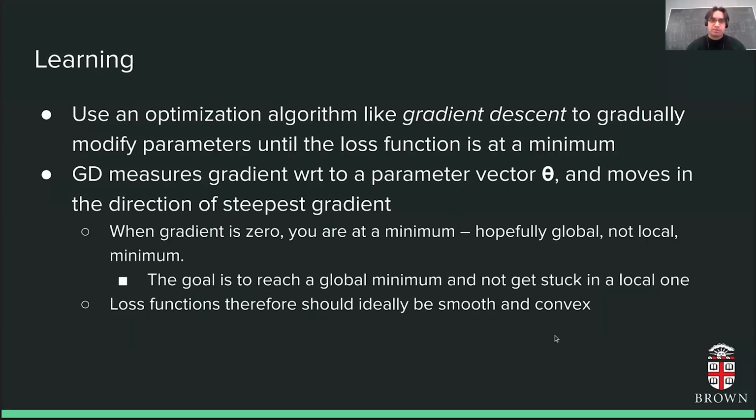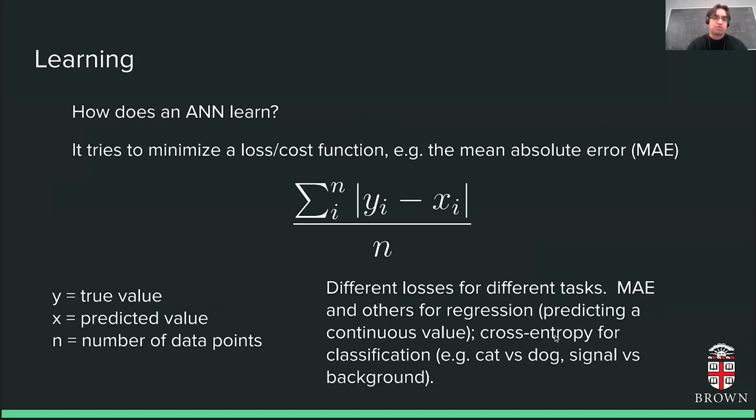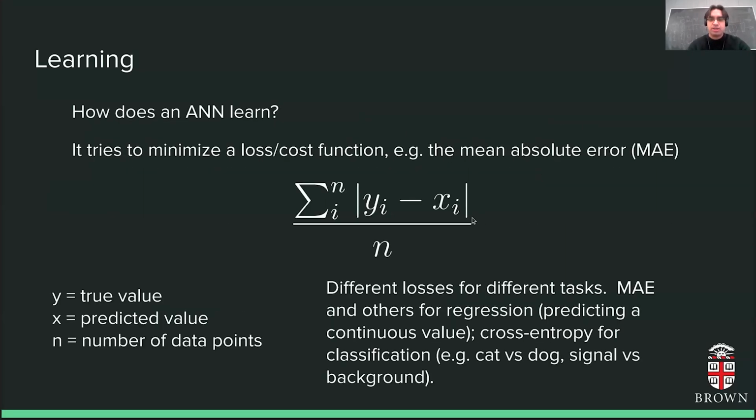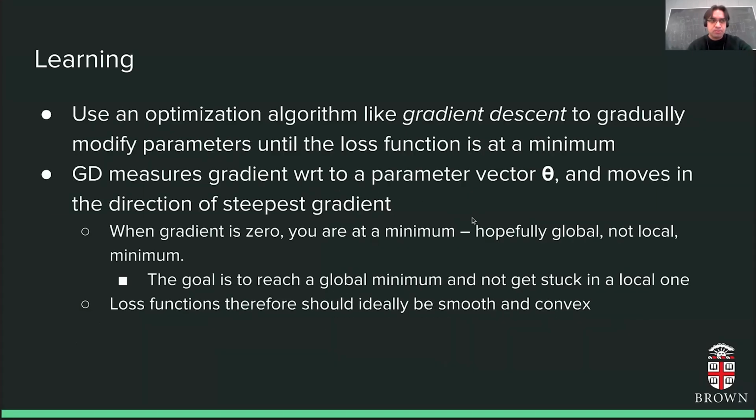So learning, how does a neural network actually learn? I mean, we have the loss function. We know what we're supposed to do with it. How do you actually do this? Well, we use an optimization algorithm called gradient descent to gradually modify the model parameters until the loss function, whatever you choose here, is at a minimum. Gradient descent measures the gradient with respect to a parameter vector, theta, and moves in the direction of steepest gradient.